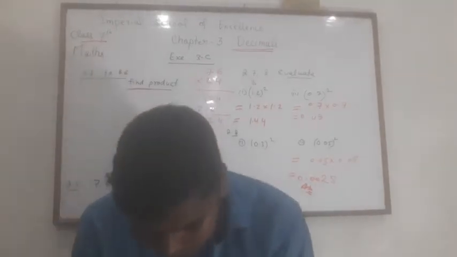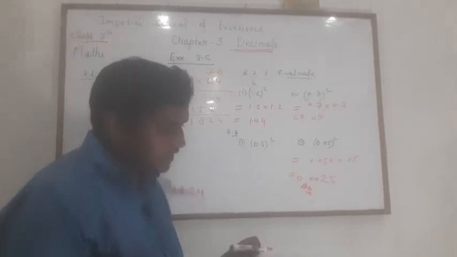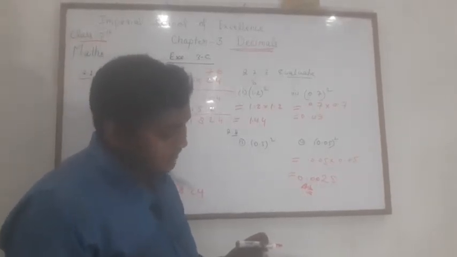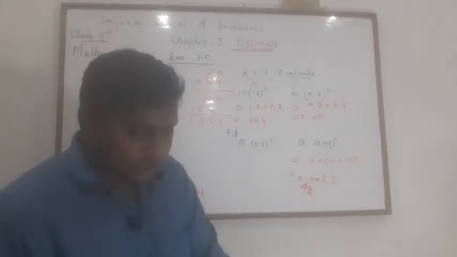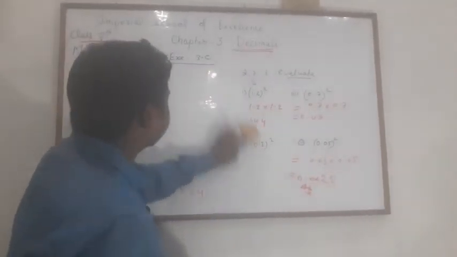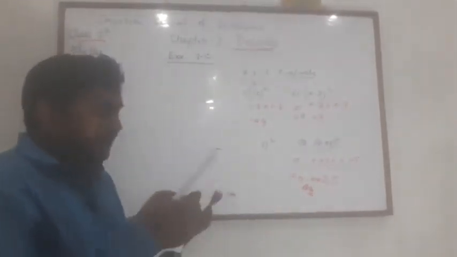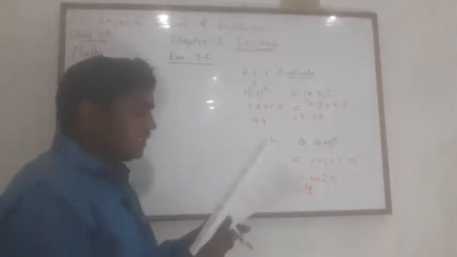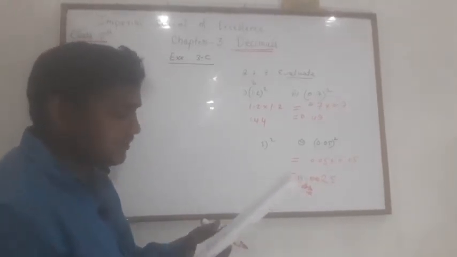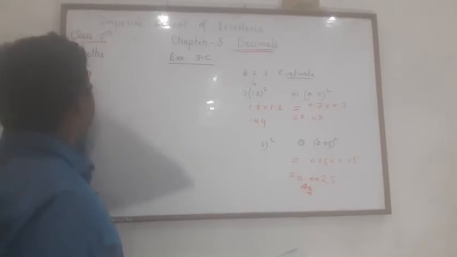Now we are moving to the next question. See, there are many word problems here. See this question number 9. Question 9 says that a bus can cover 62.5 km in 1 hour. How much distance will it cover in 18 hours? So this is question number 9.